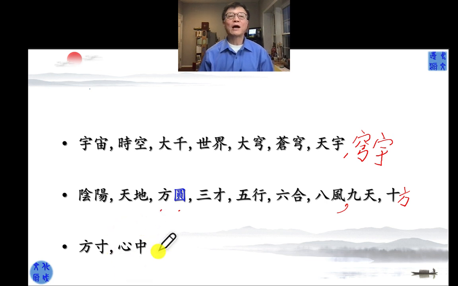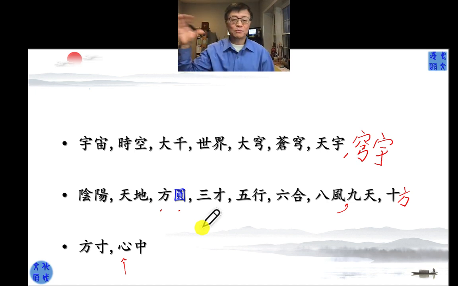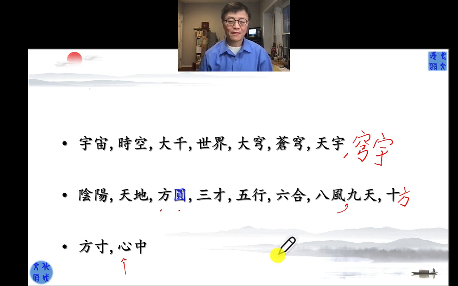Xingzhong, because no matter how big the universe is or time and space is, if your heart, if your mind, the Xing originally is heart, but also can indicate mind too. No matter how big it is, if your heart or your mind cannot recognize it, if you don't embrace the time and space, everything in the universe, into your mind or into your heart, it does not exist physically, at least mentally. So Xingzhong is another way to say Yuzhou, because that's the image of the universe in your heart.